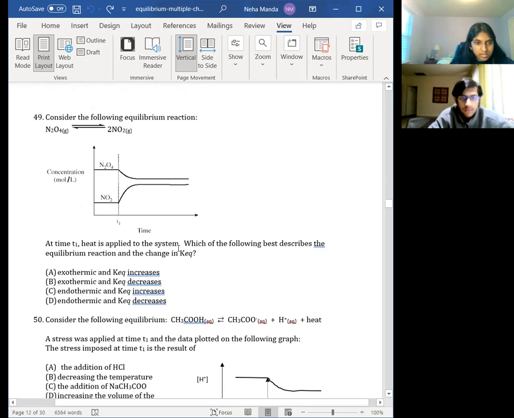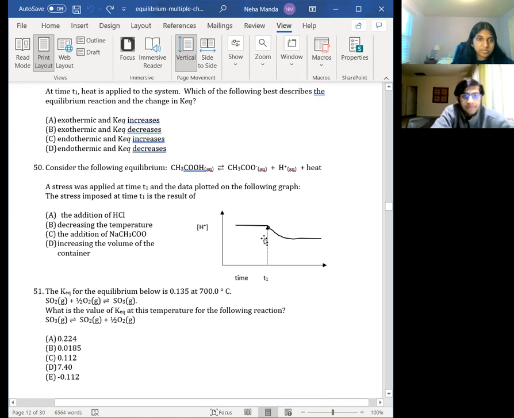Heat is applied to the system. Okay, here is when heat is applied. So when heat is applied, the reactant drops and product increases. So heat is added, so heat would have to be on this side. So if heat is added, it's endothermic and KEQ should increase because it'll create more products. More product, yeah. So C. Yes, it is C. Okay.